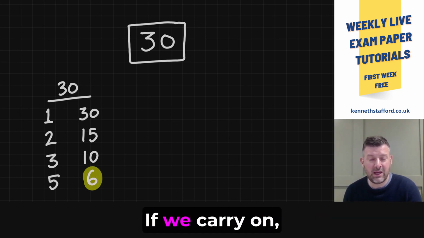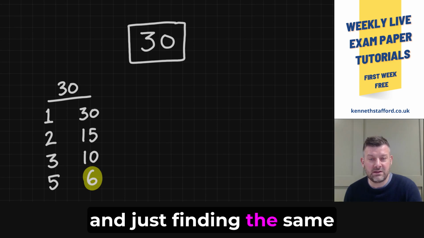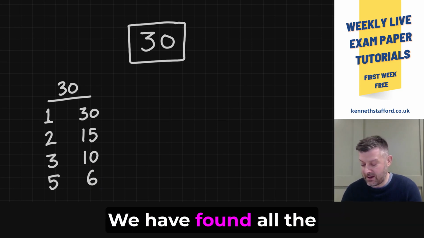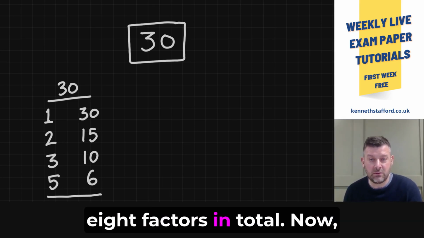We found them all. If we carry on, we're going to end up getting 6 and 5, 10 and 3, and just finding the same numbers. So that is us done. We have found all the factors of 30. There are 4 pairs, and there's 8 factors in total.